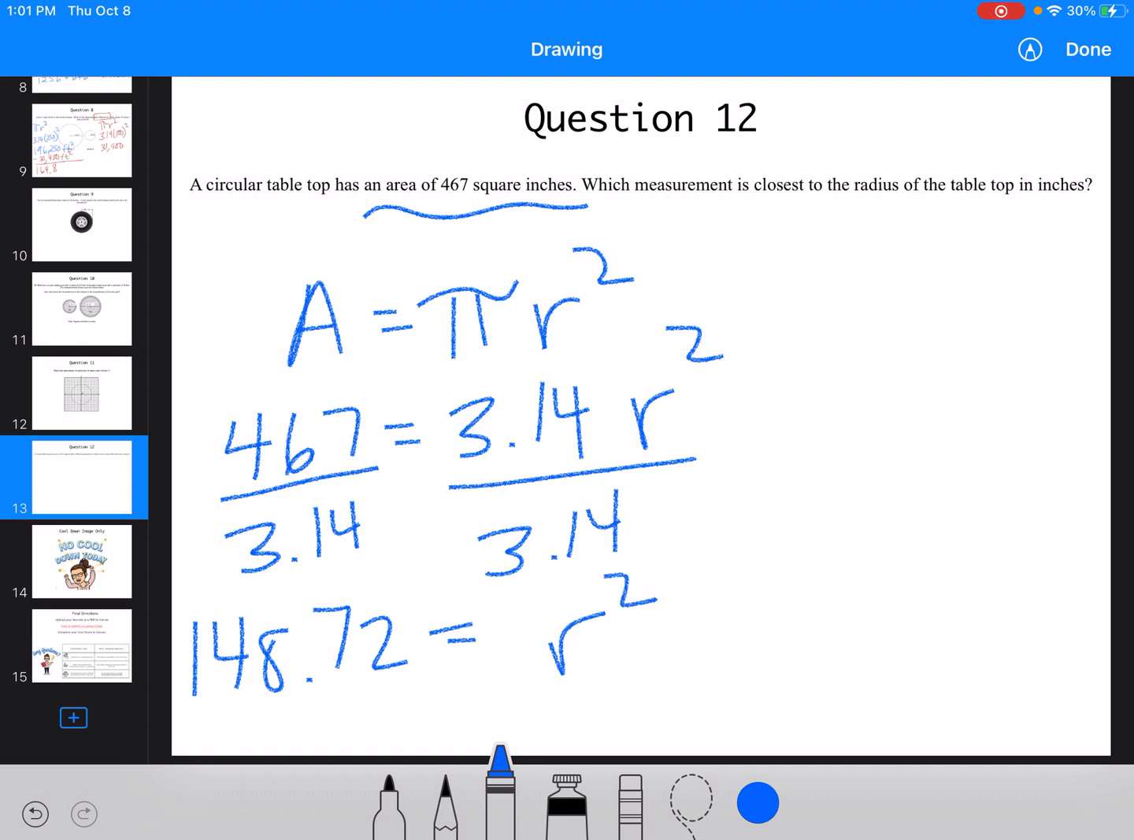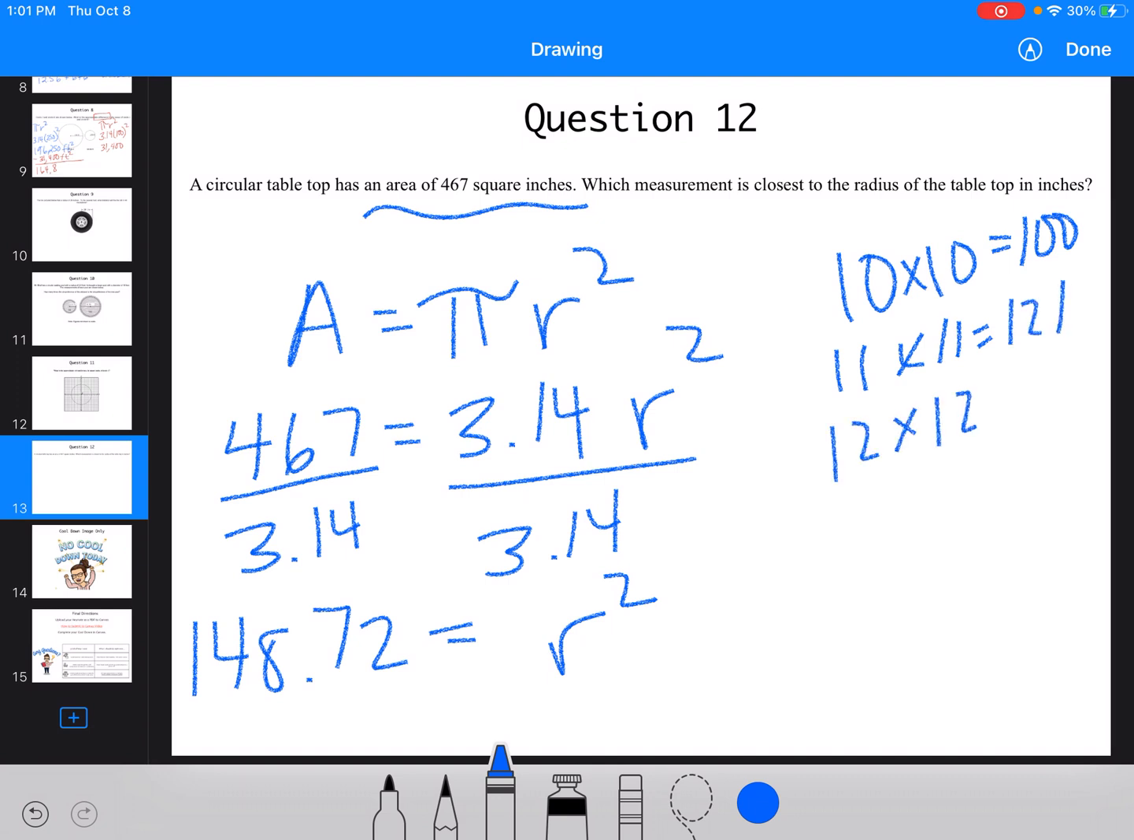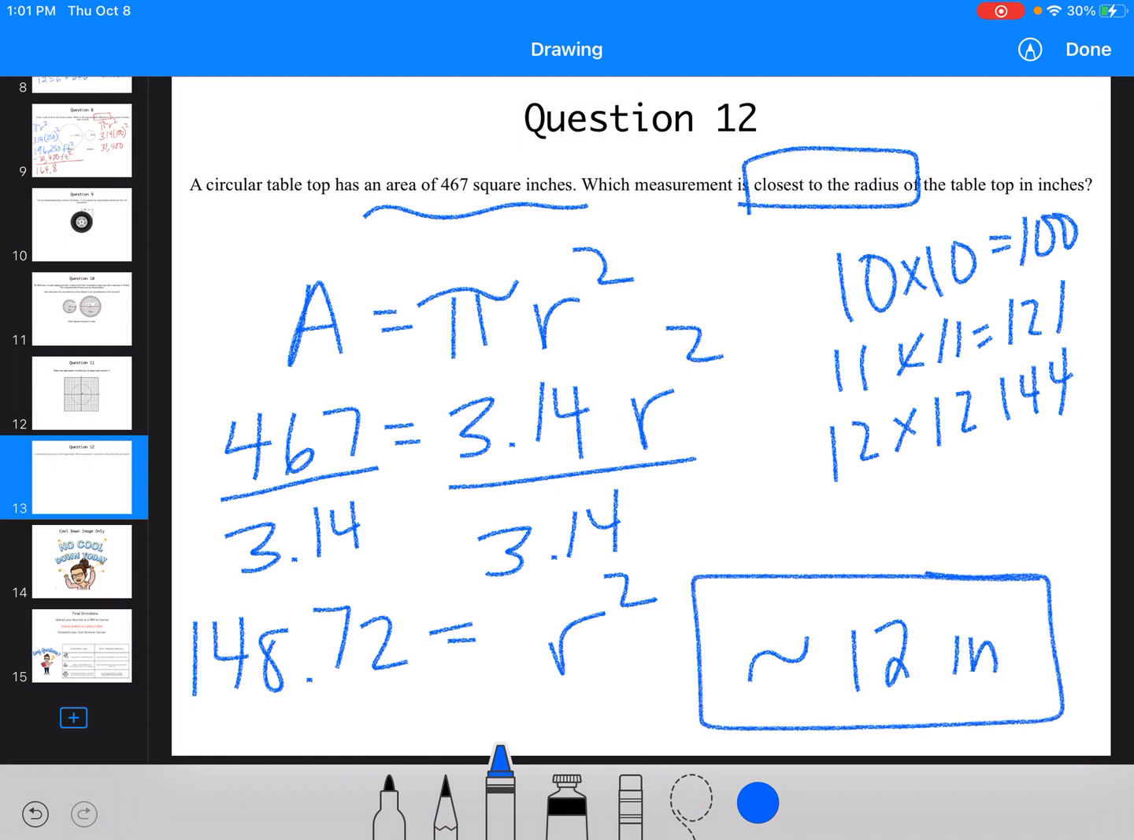So I'm going to start thinking. I know 10 times 10 is going to be 100. 11 times 11 is going to be 121. 12 times 12 is going to be 144. So it's pretty daggone close to 12. So it says the closest radius. So I'm going to say it's about 12 inches is going to be my radius.